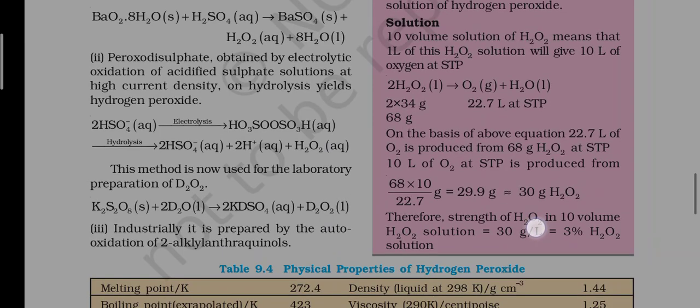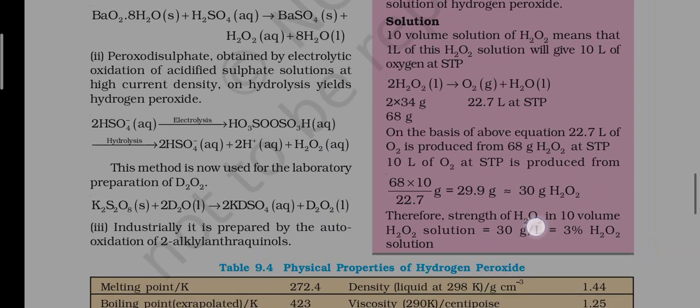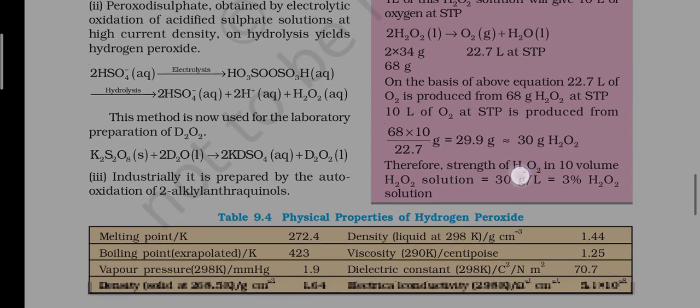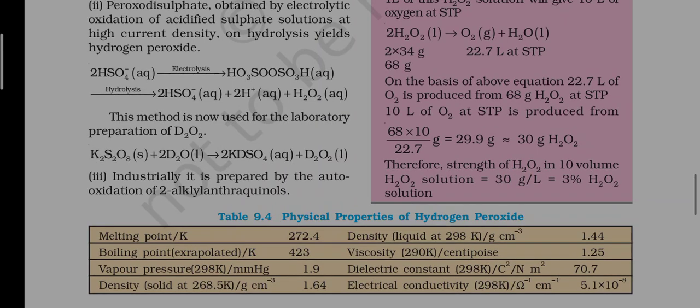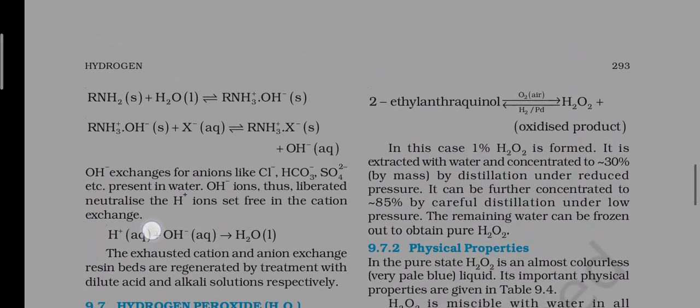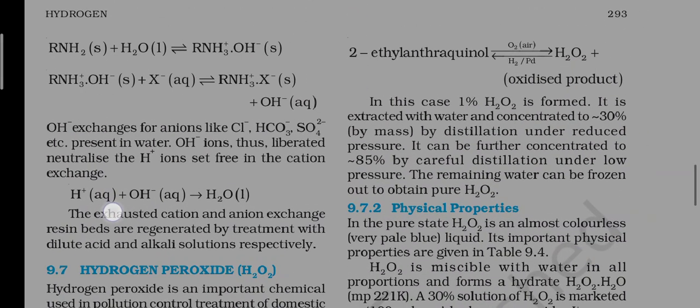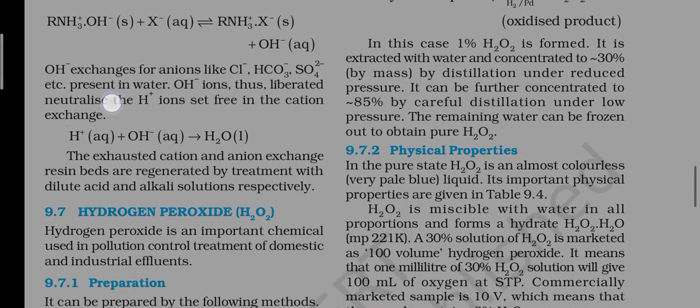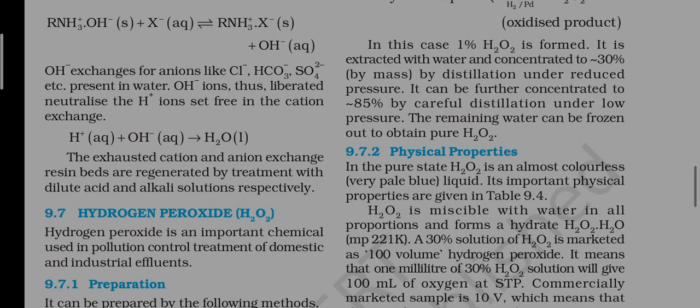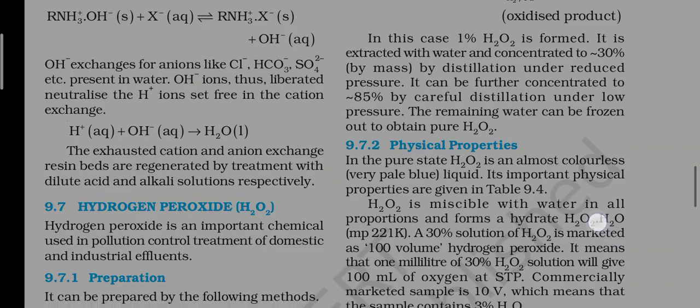This method is now used for the laboratory preparation of D2O2. Industrially, it can be prepared by the auto-oxidation of 2-alkylanthraquinols. In case 1% of H2O2 is formed, it is extracted with water and concentrated to approximately 30% by mass by distillation under reduced pressure.